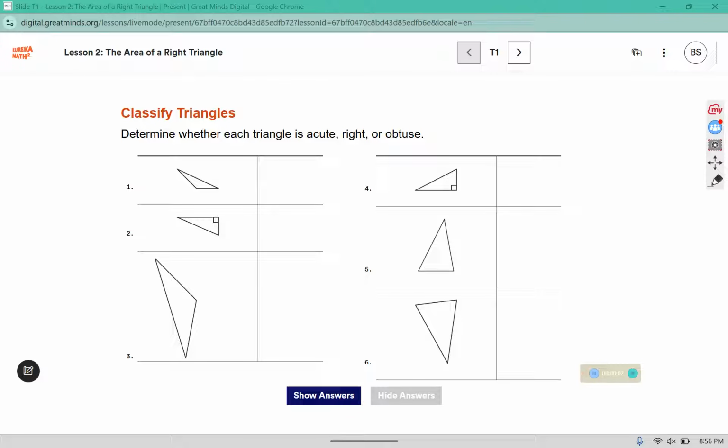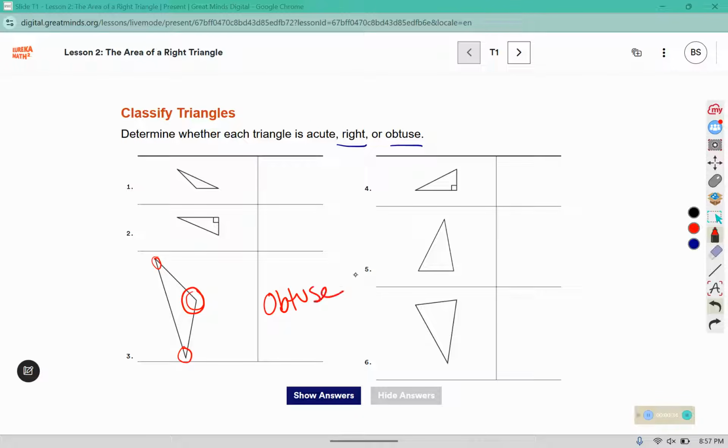Determine whether each triangle is acute, right, or obtuse. For it to be considered a right or obtuse triangle, it only needs one right angle or one obtuse angle. But to be acute, it needs all three of its angles to be acute angles. So for example, number 3 has an acute angle, and one obtuse angle. So this is an obtuse triangle.